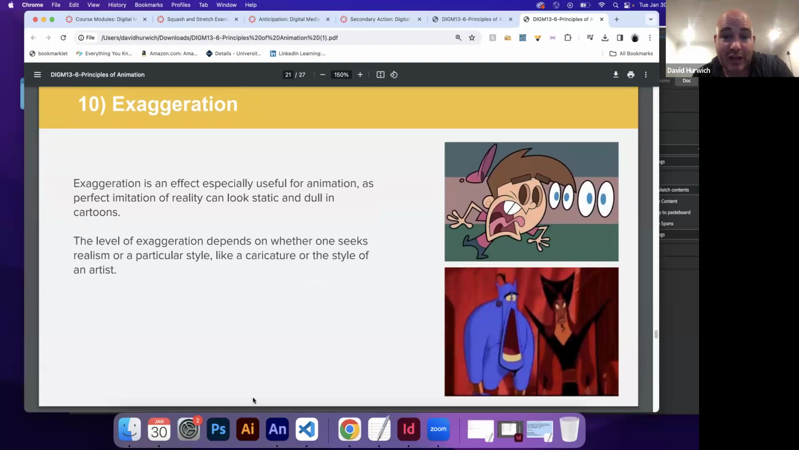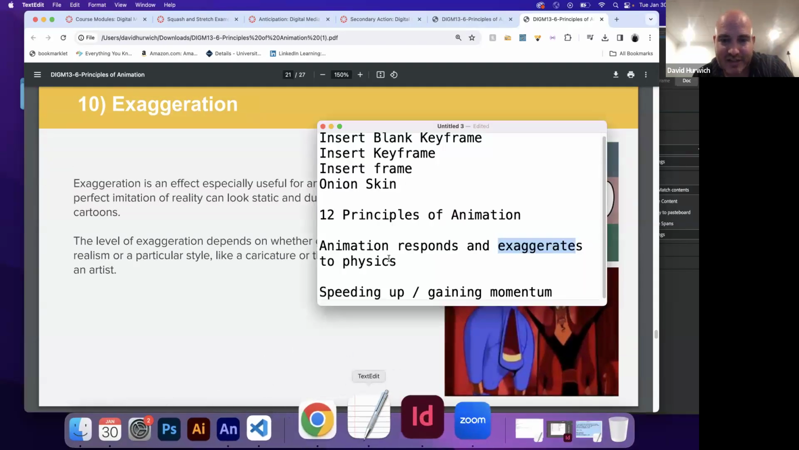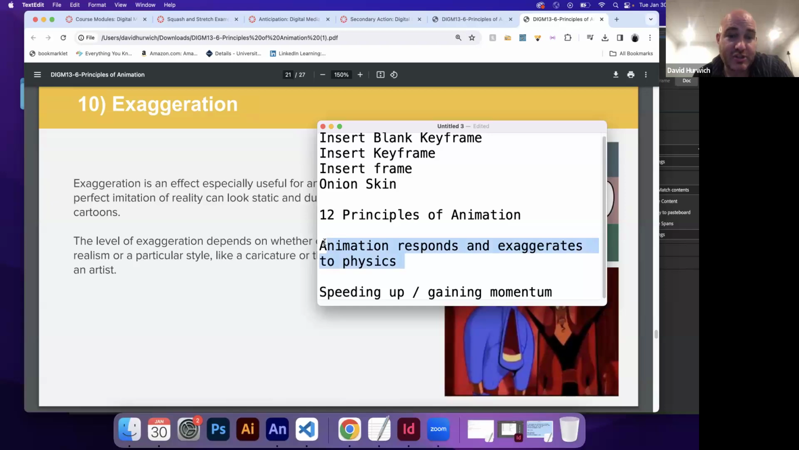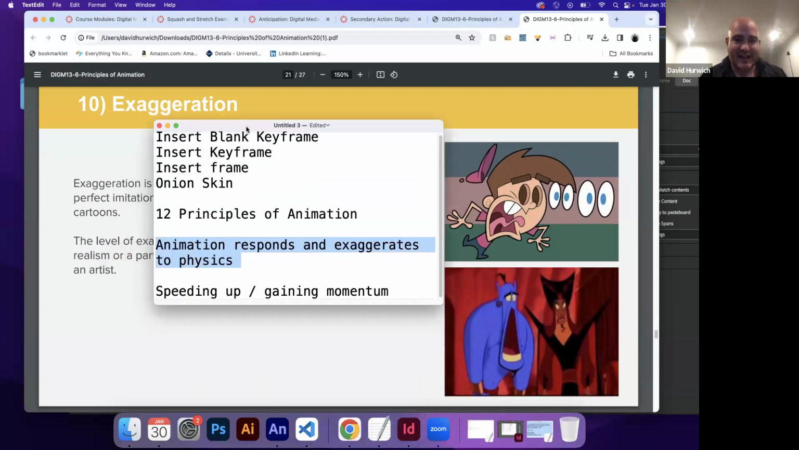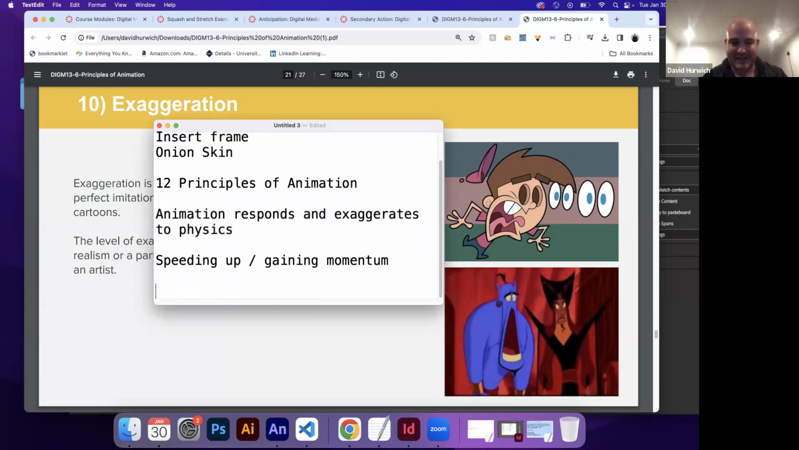Exaggeration. I did say animation is about mimicking physics, but it's also about exaggerating. As I like to say, animation is not supposed to be reality. That's what film is. Film is reality. You film a ball falling, that's how a ball falls. Animation is about extending reality.